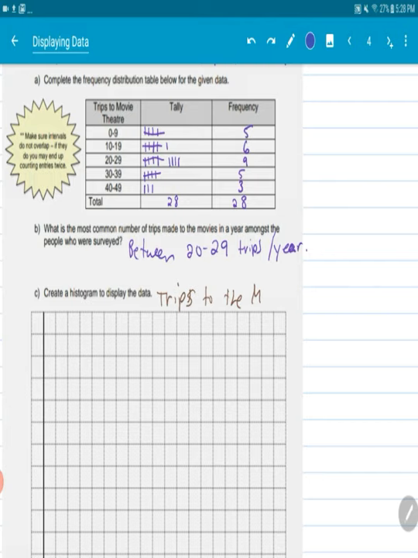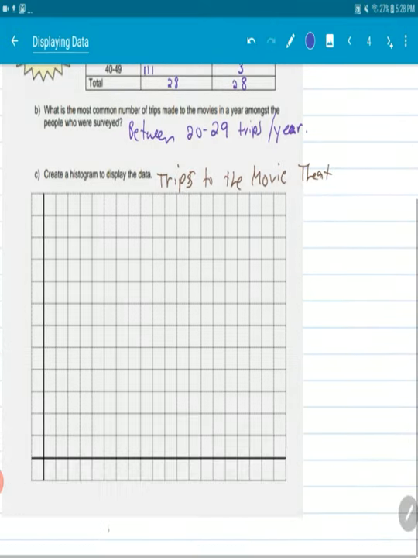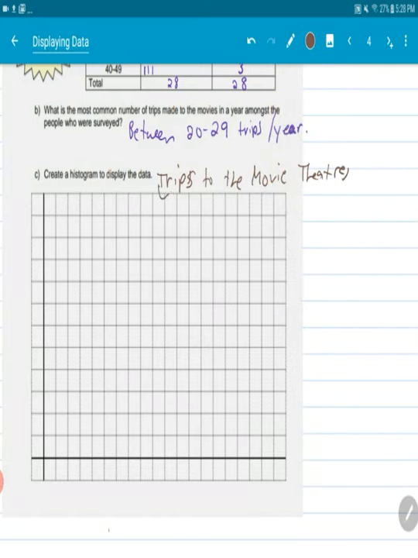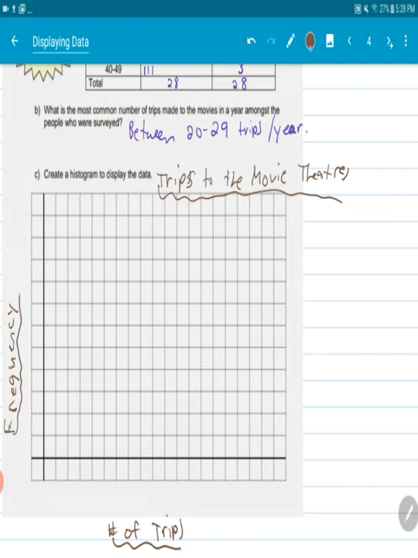So we want a title, so let's call it Trips to the Movies, or Trips to the Movie Theater. You also need, oh no. All right, well, I guess we'll take it from here. So, Trips to the Movie Theater. You have a title. You need to have your other titles here. So this would be number of trips. And this would be our frequency. I tried to write sideways, but that didn't work. So we'll go from there.